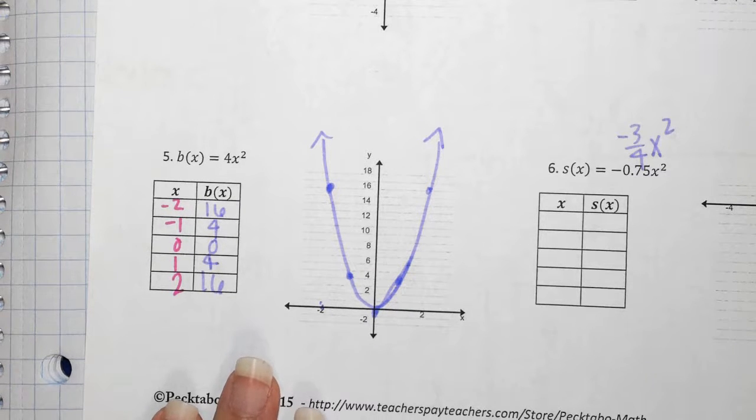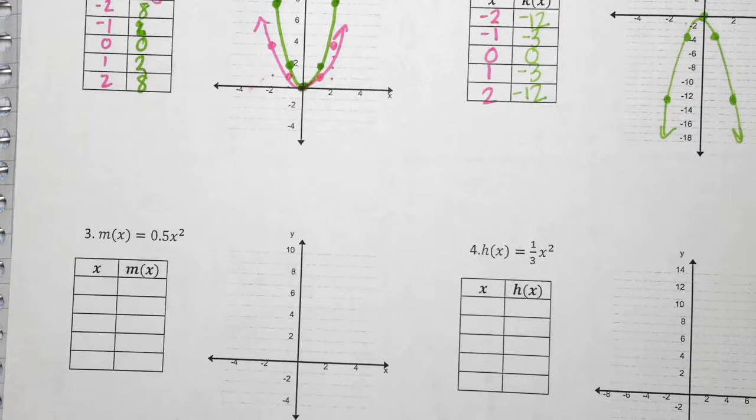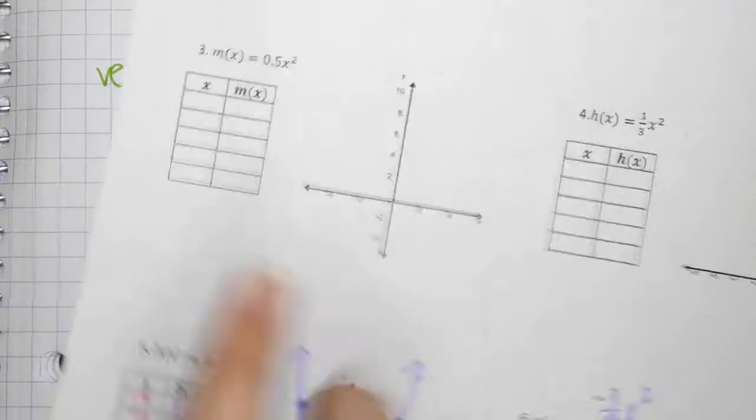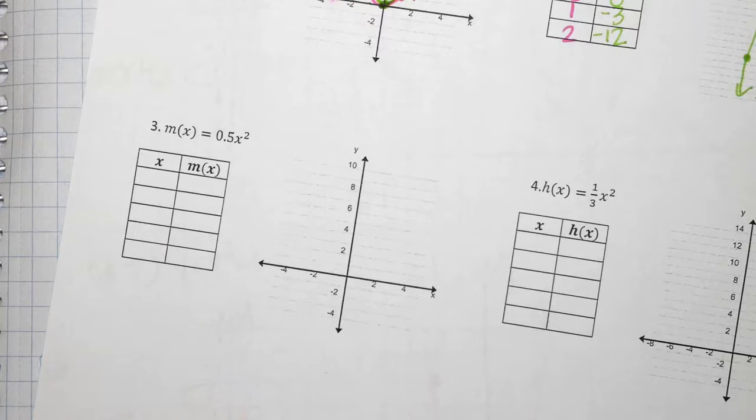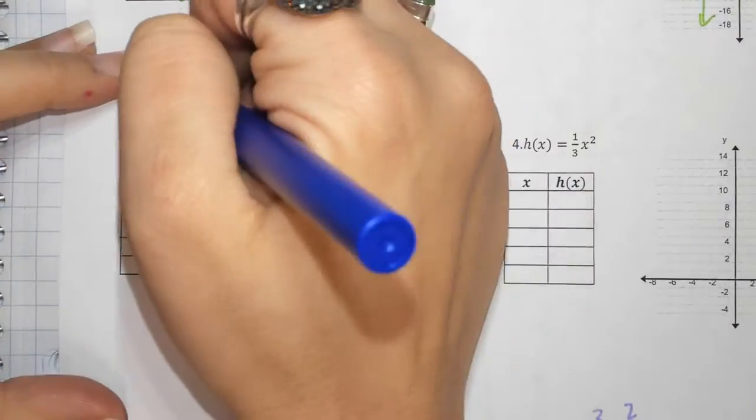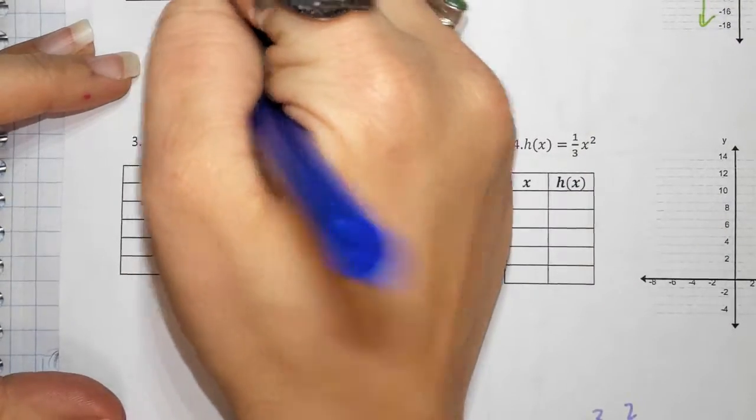So, when you multiply by whole numbers, it makes it skinnier, right? So when you multiply by fractions, what's it going to do? Make it bigger, make it wider, okay? So what is 0.5 in fraction form? 1 over 2. So 1/2 x squared.